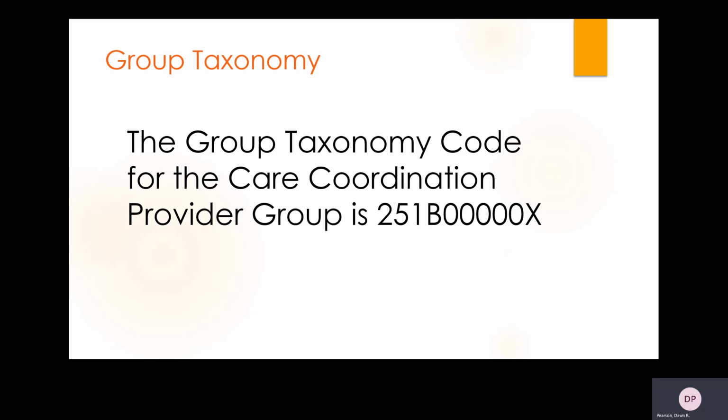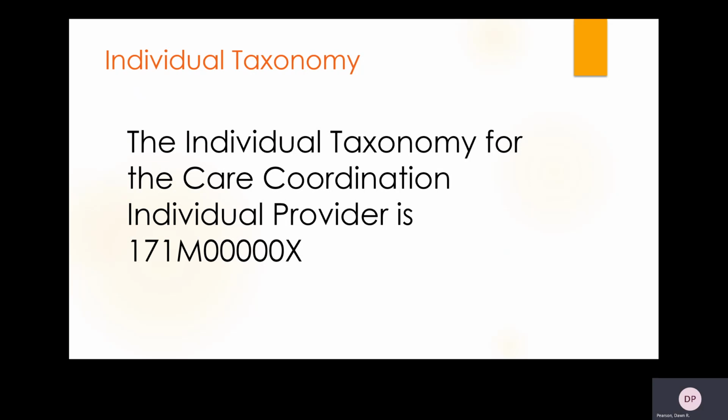The group taxonomy code for the care coordination provider group is 251B00000X. Each service has its own group taxonomy assigned. Think of the group taxonomy code as the agency taxonomy code. The individual taxonomy for the care coordination individual provider is 171M00000X. Each type of individual provider has its own taxonomy assigned. The individual taxonomy code represents the employee or the enrolled individual provider who is actually providing the service.